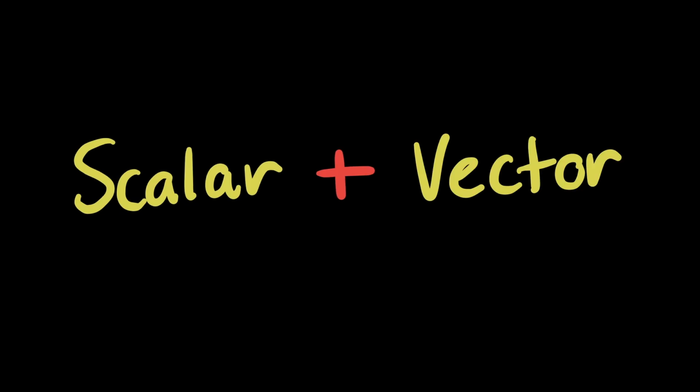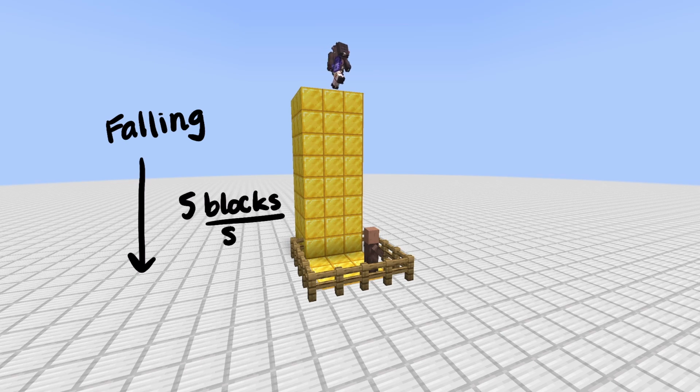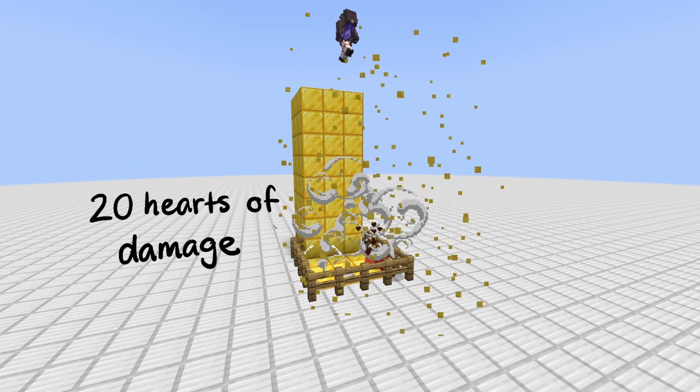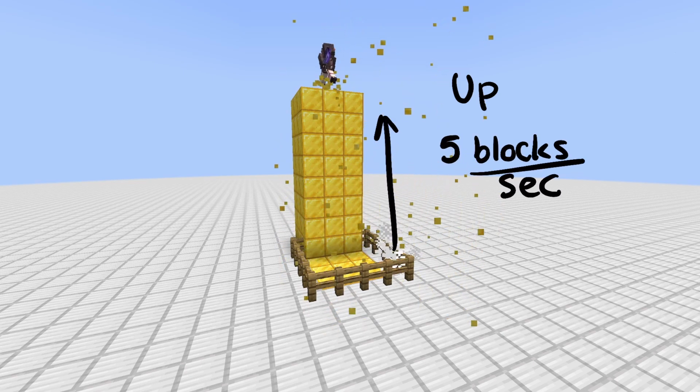We can combine both of these concepts in this demonstration. As you can see, I start falling 5 blocks per second. Then, we deal 20 hearts of damage to the villager and start flying upwards.